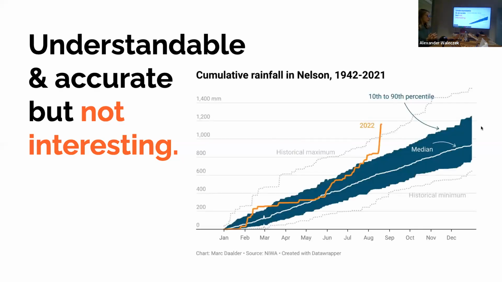So this is an example of what I would call the instruction manual. And shout out to Mark Dolder, love his work. I just don't think the title's doing it justice. This is looking at cumulative rainfall in Nelson, where obviously the flooding has been happening. And what we can see is the orange line, which is the rainfall in 2022, obviously increased massively over a very short period of time, over the last few weeks. So there's nothing wrong with this.